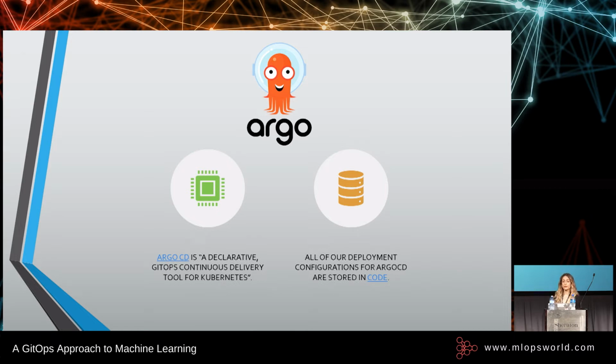Okay. At Interos, we use Argo CD as our main deployment tool, and we use Kubeflow deployed on Kubernetes clusters as our model serving platform. Now, Argo CD, for those of you who don't know, is a declarative GitOps tool for continuous delivery on Kubernetes. This is how it works.